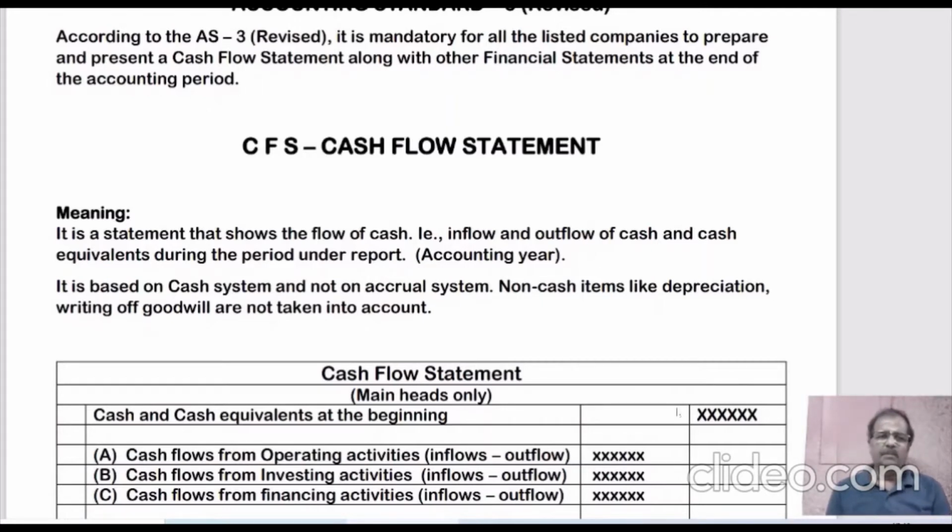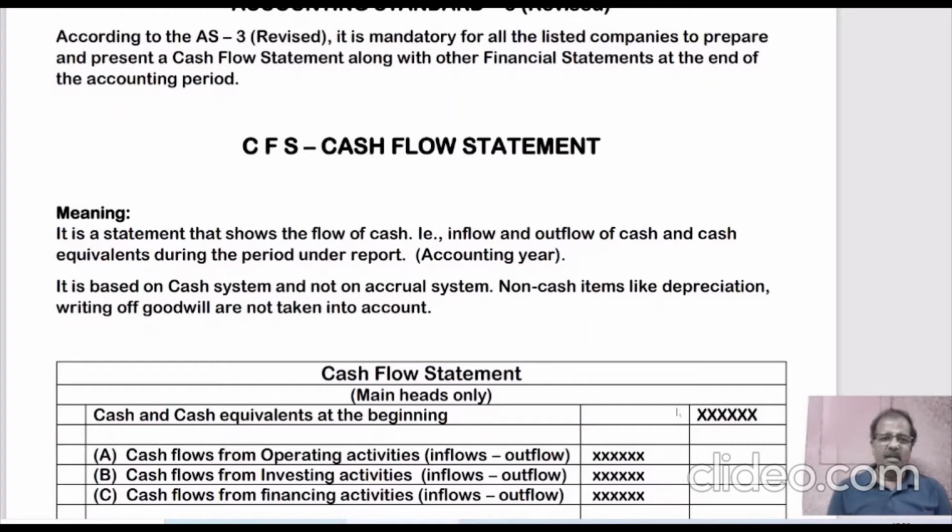Now, two important points you have to see here in the meaning itself. The cash flow statement is also called CFS. Here, it is prepared based on the cash system and not on the accrual system. Let us recall the two systems which we have learned earlier: cash system and accrual system, or mercantile basis. Cash basis, mercantile basis. This is what we have studied earlier, right?